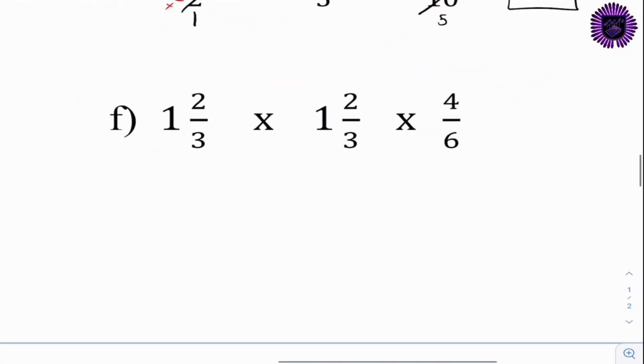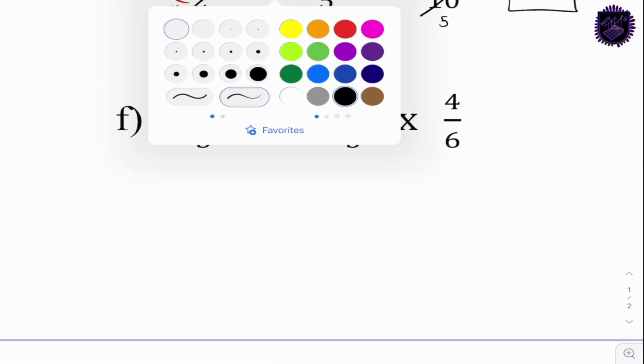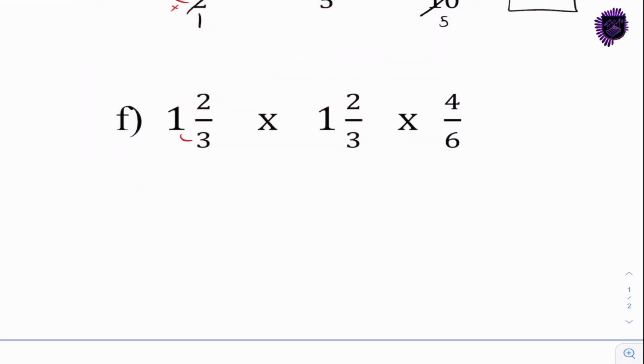All right, last question. Common factors. Let's do our conversion. Go multiply and add. So that's going to be 3 plus 2. This is going to be 5 on top. Then we're going to have the same thing. 3 times 3, we're going to add that on top, plus 2, which is going to be 5. 5/3 times 5/3 times 4/6.